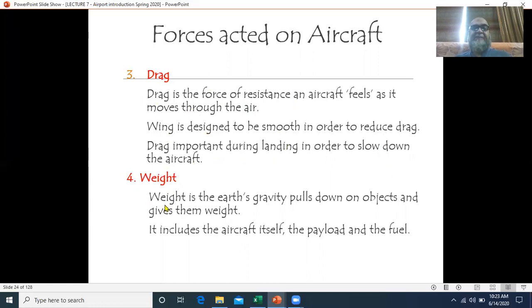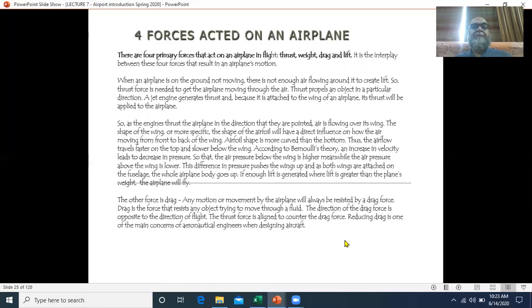Then there is weight. Weight is the Earth's gravity pulling down an object and giving it weight. It includes the aircraft itself, the payload, and the fuel. So here is the explanation of these four forces. It is the interplay between these four forces that results in the airplane's motion.